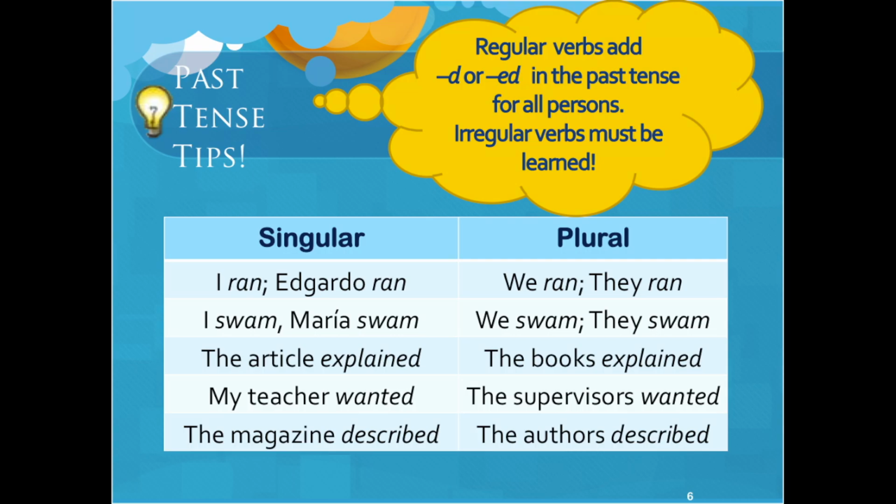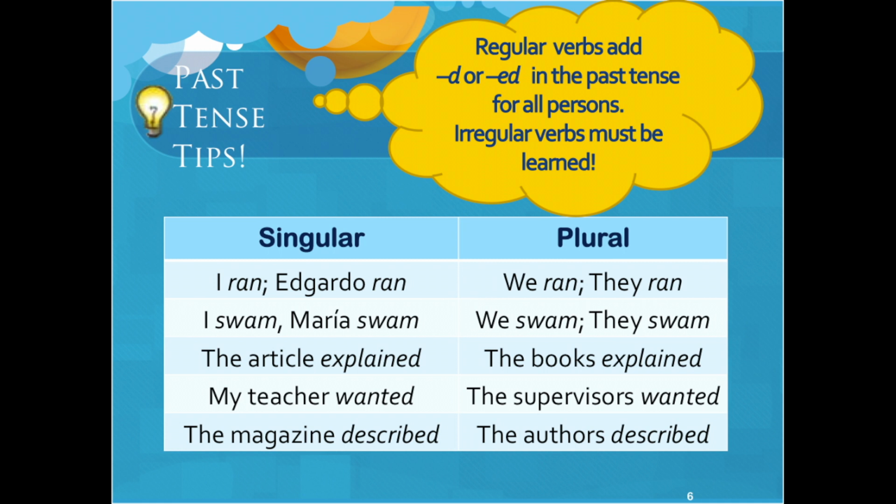For example, in singular, I ran, Edgardo ran. I swam, Maria swam. The article explained. In plural, we ran, they ran. We swam, they swam. The books explained. Yes, Betsy. And now for the last two examples. My teacher wanted, the magazine described. And in the plural, the supervisors wanted, the authors described. See, it never changes. That's right.